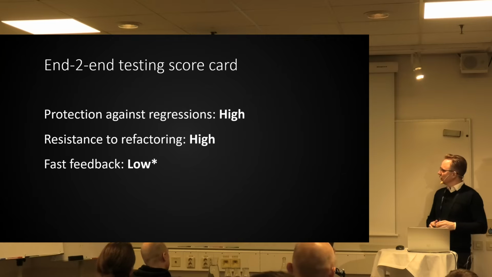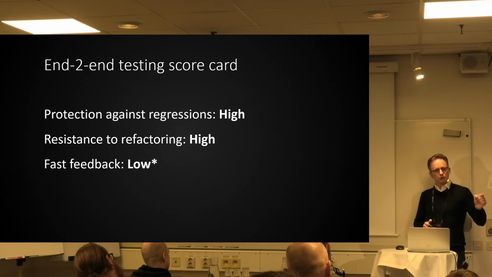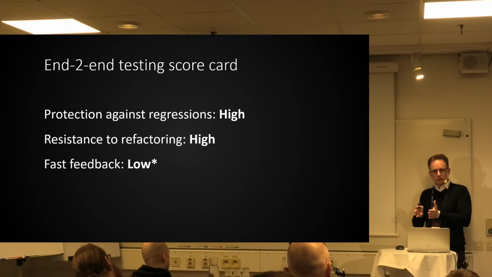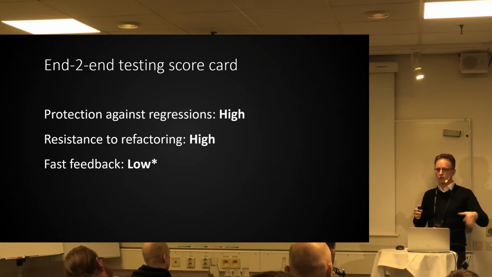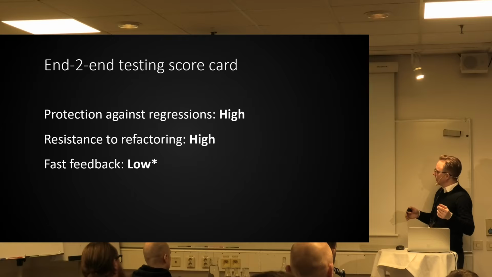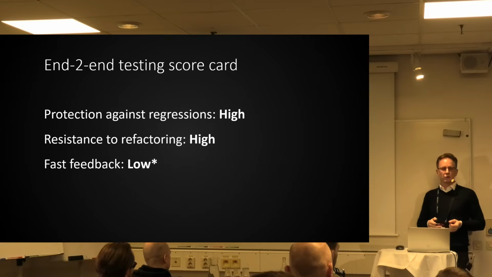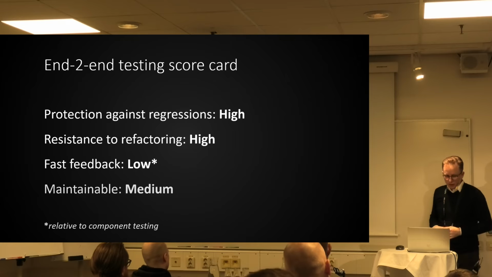Fast feedback, well, I'm going to give it a low, but that's also relative. Playwright tests run really fast in general, but it's a low compared to, for example, unit tests, right? Just regular old unit tests. They're going to run much faster. A typical Playwright test will run in hundreds of milliseconds up to seconds for each test, and unit tests and component tests in Blazor terms will maybe run in single-digit milliseconds. So there's a difference there. And if you have many of them, it all adds up, right?